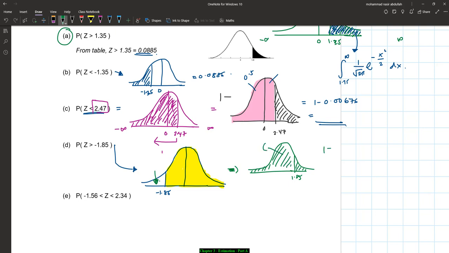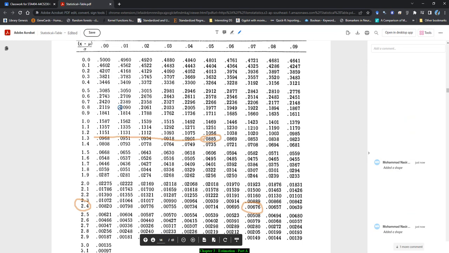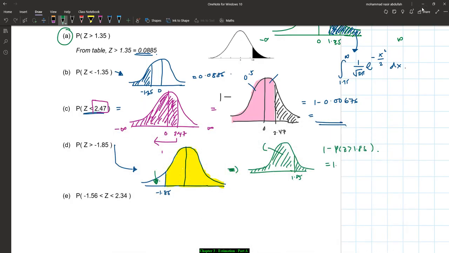Right, so 1 minus probability of Z more than 1.85. So 1.85 is 0.0322. 1 minus 0.0322. So you will get the probability of Z more than negative 1.85.